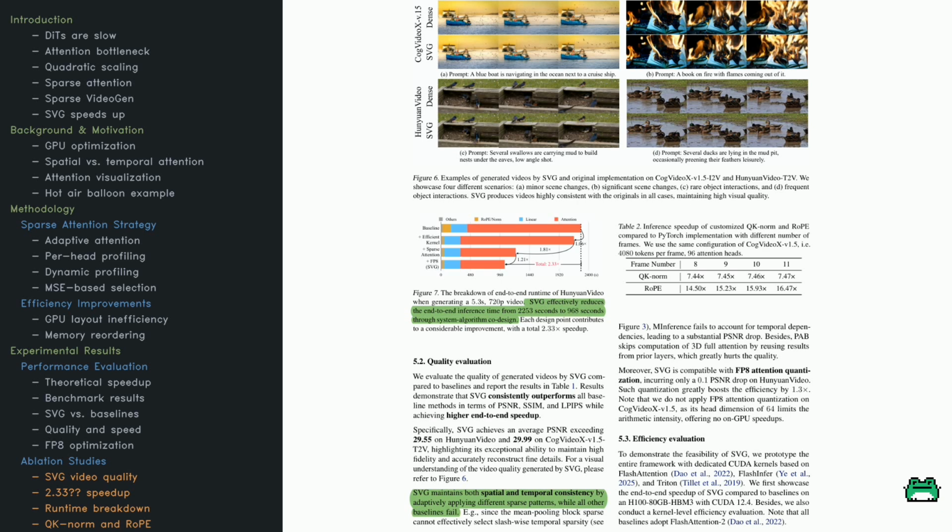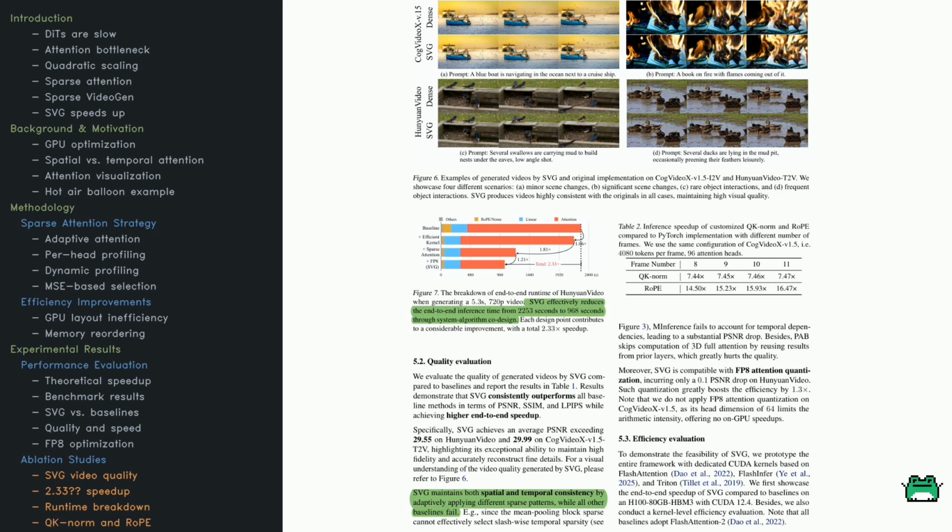The bar chart shows how different optimizations contribute. Baseline performance without optimization is slow. Efficient kernel design speeds things up. Sparse attention reduces unnecessary computations. FP8 quantization pushes efficiency even further.